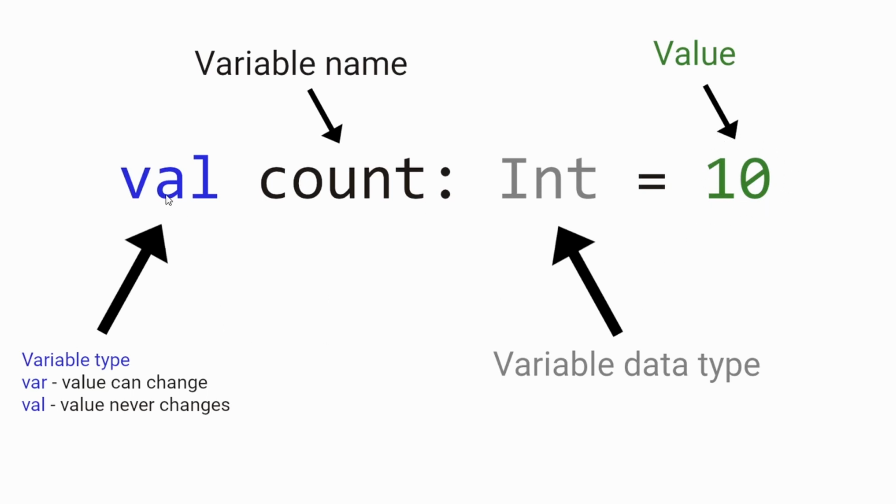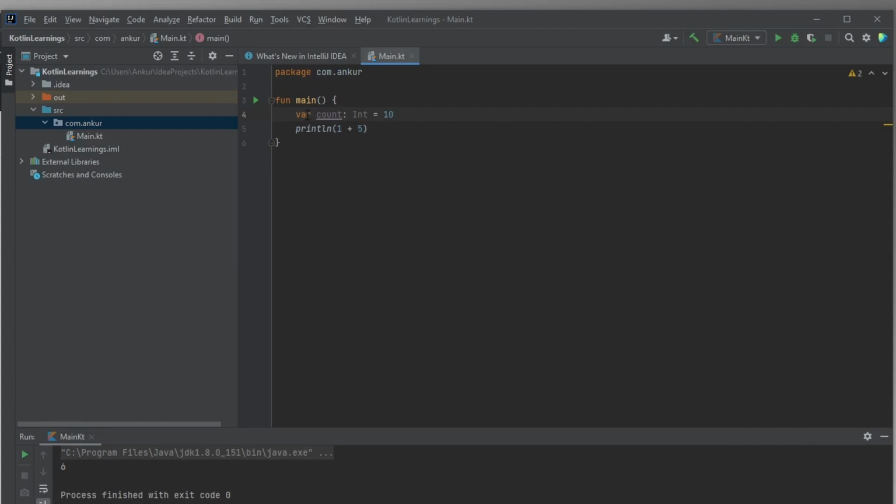So we have 4 things: whether the variable can change or not, the name of the variable, the data type that it is going to hold, and lastly, the value. We will learn later how the variable data type is optional and can be inferred, but for now, we will be writing our variables like this. So let us get back to the program. So here you can see we have written var count int equal to 10, and then we will ask the print statement to print the value of count. So you can see that 10 has been printed.